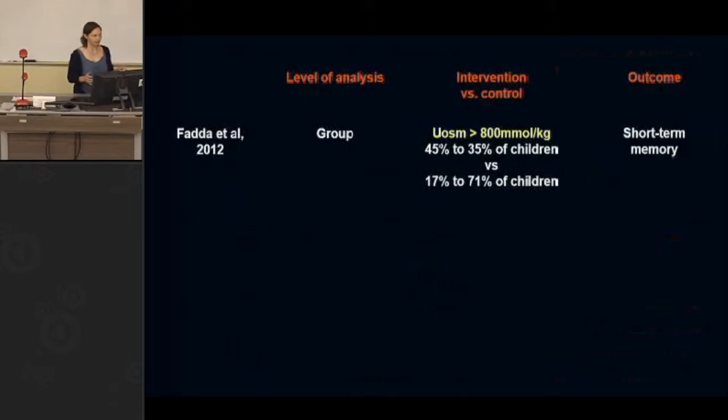So I'm going to show you three studies here. This one randomized groups of children in classes. The intervention group was given water and the control group was just usual. The intervention classes decreased the proportion of children with elevated urine osmolality from 45% to 35%. That's not a very big change. But in the control group, the prevalence went up. So they were sitting in their hot classrooms. And this group reports effects on memory.